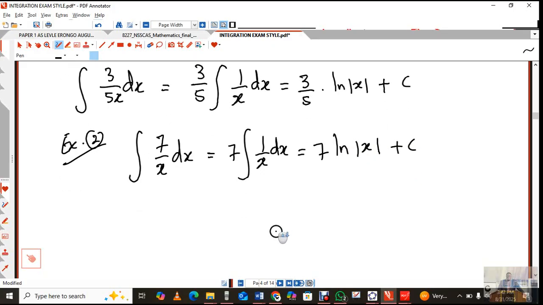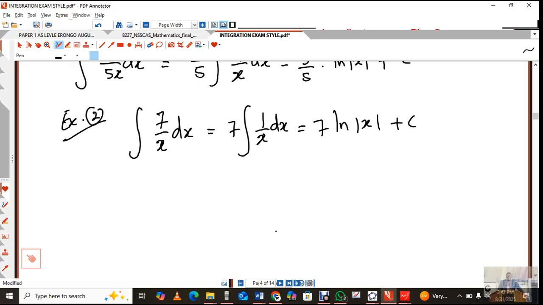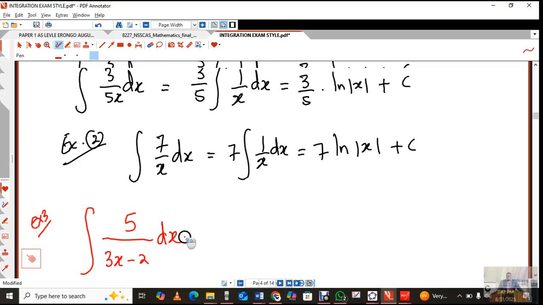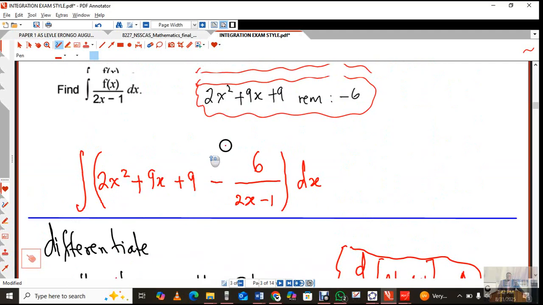Now, I want to extend this law that I have given you, and I want to extend it to how to integrate these types over here. Let's just change the color. I'll probably have to bring in a little bit more stuff like that. How would you integrate something like this? We can call this example 3. Integrate 5 all over 3x minus 2 with respect to x, and that is how it is appearing when we are going to do this.